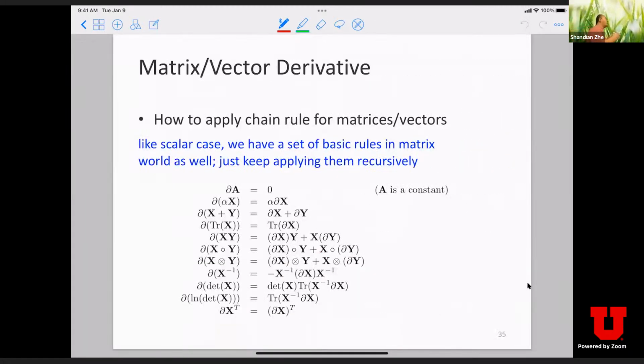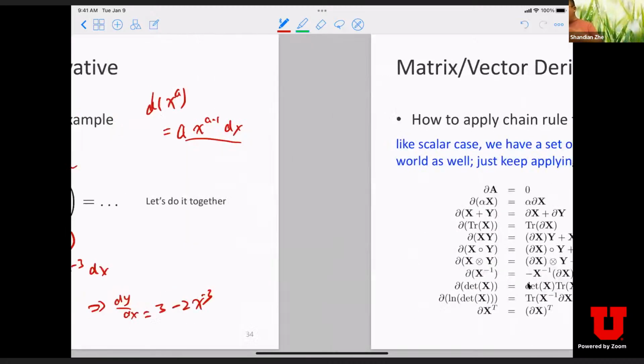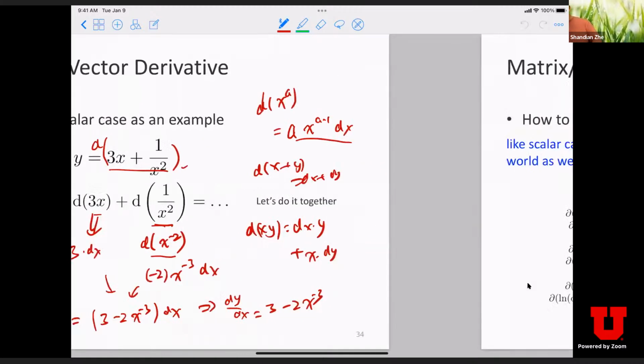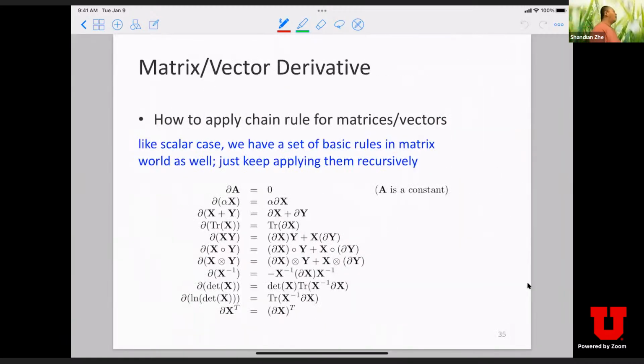So now we need to extend our library of chain rules to matrices and vectors. Now we know that in scalars, we have the derivative of two terms, d of x plus y equals dx plus dy, and d of x times y equals dx times y plus x times dy. All those kinds of basic laws, right? And what if we meet matrices and vectors?